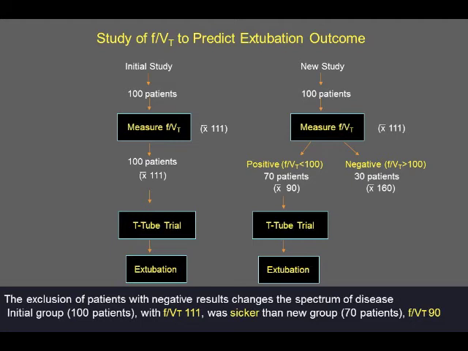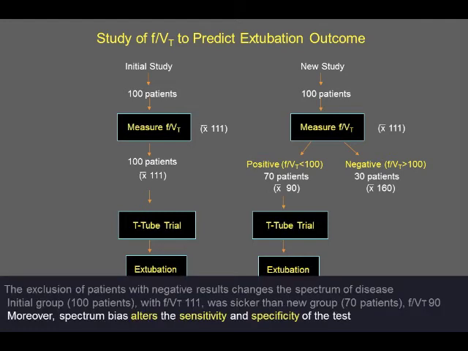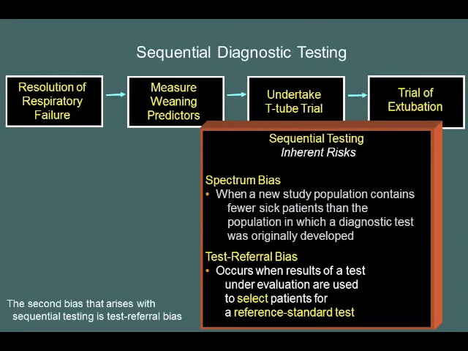The initial group of 100 patients with an F over Vt of 111 was sicker than the new group of 70 patients with an average F over Vt of 90. And spectrum bias also alters the sensitivity and the specificity of the test. And this is shown on the next example.